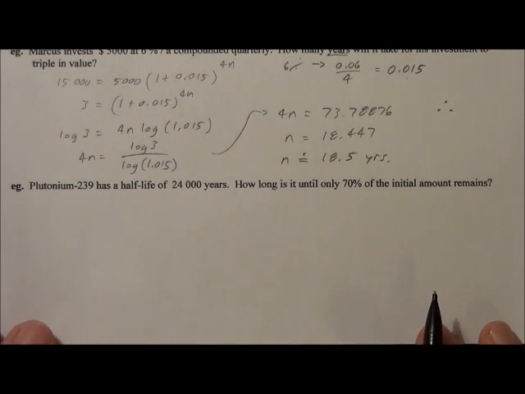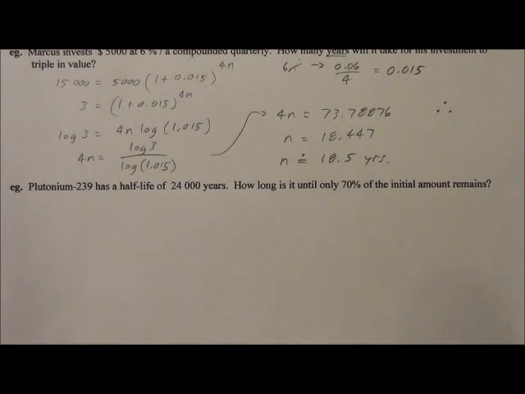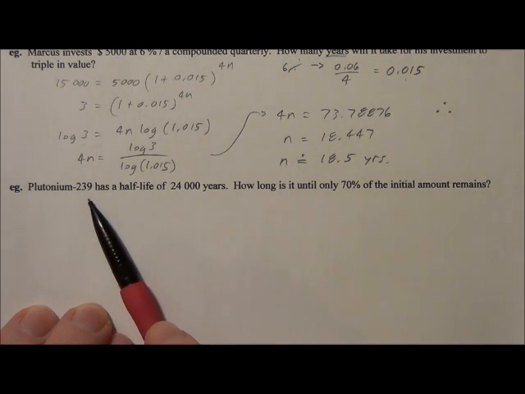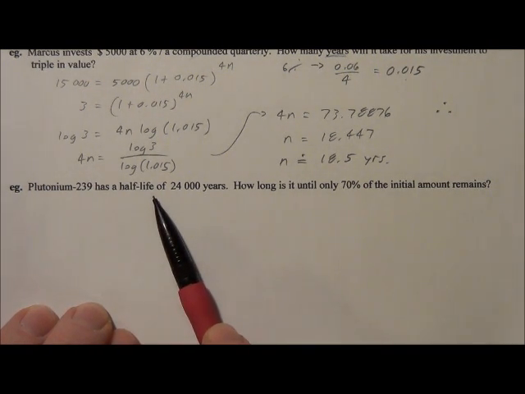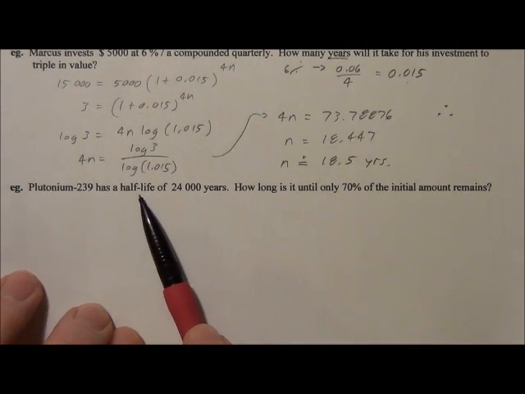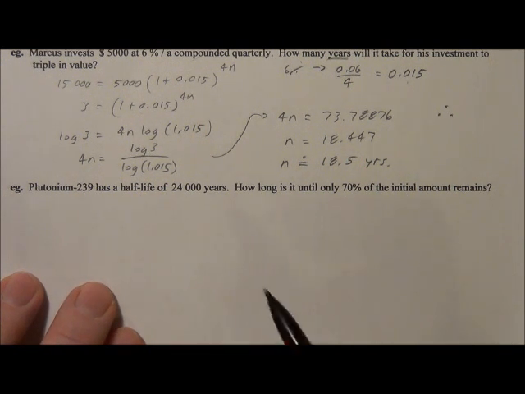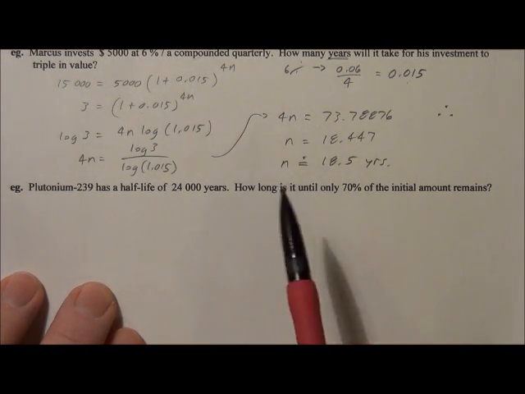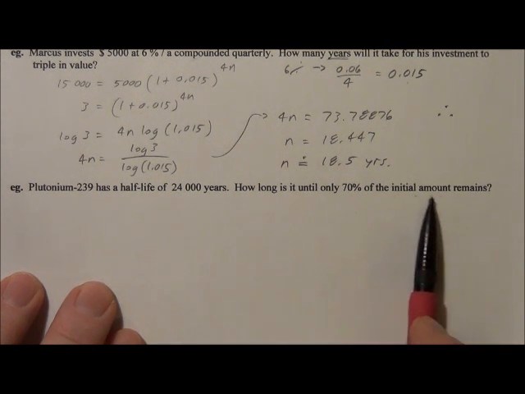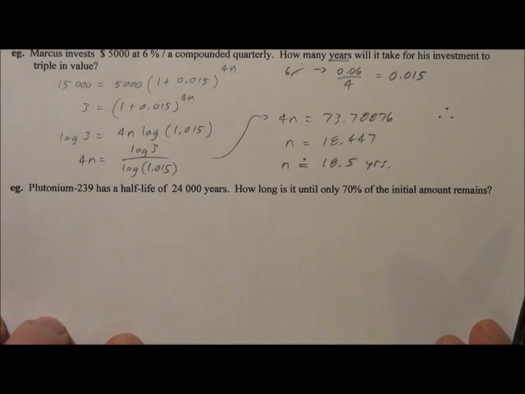Plutonium, very dangerous. I wouldn't suggest you buying this and doing any experiments with this at home. Plutonium-239 has a half-life of 24,000 years. So chances are you wouldn't be around to see half of it disappear. So you might want to be careful of that stuff. We want to find out how long it is until 70% of the initial amount remains.